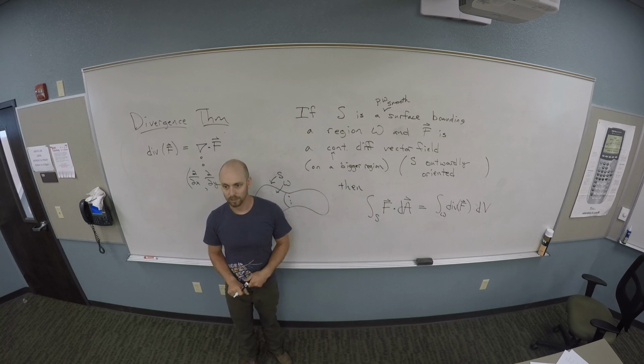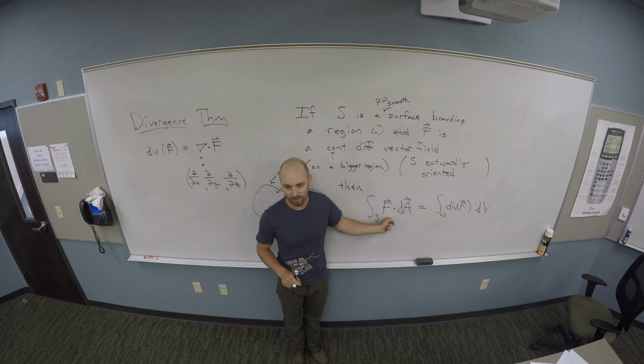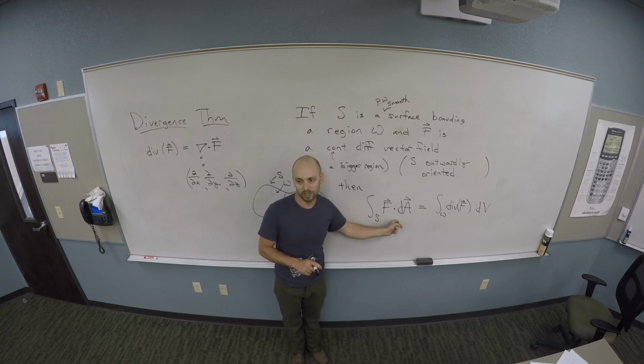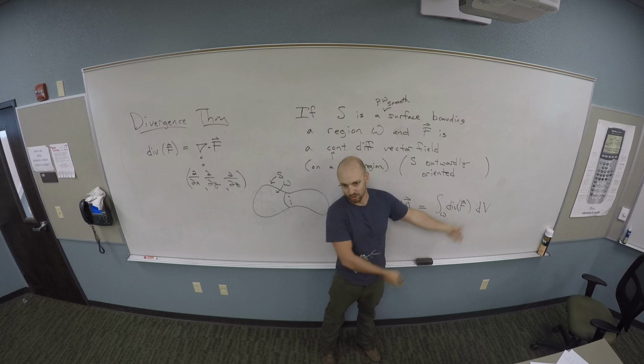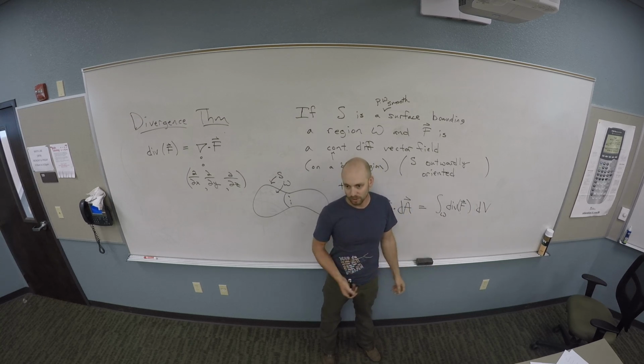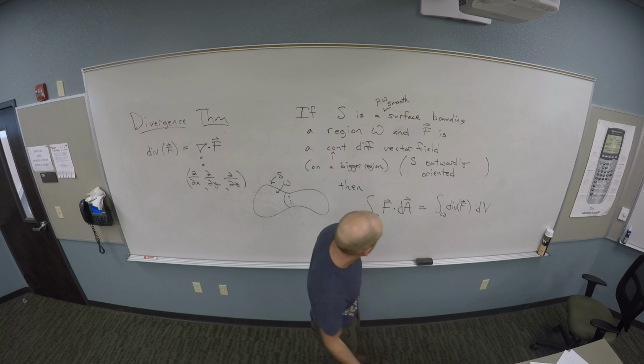You guys see that? So this changes a chapter 19 kind of object, one of these flux integrals, into one of the old school, hey, you just integrate over the region, no big deal. Cool? All right, that's the idea.